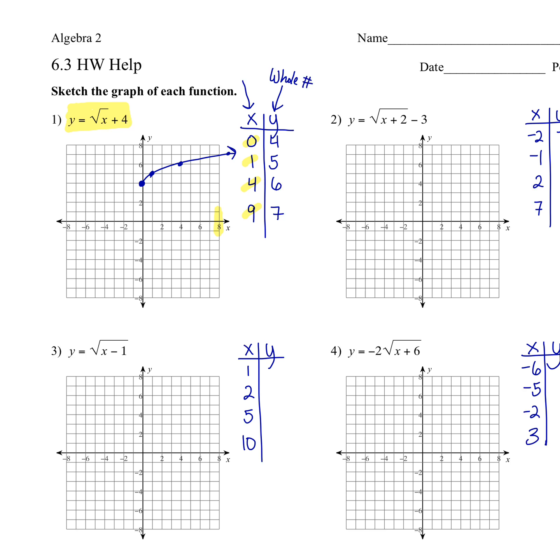I know that this is an endpoint. My value of h here is 0, and my value of k here is 4, so my endpoint should be right there at (0, 4).